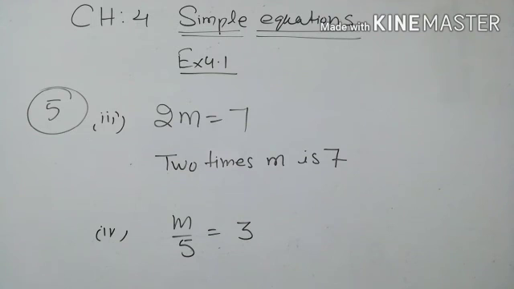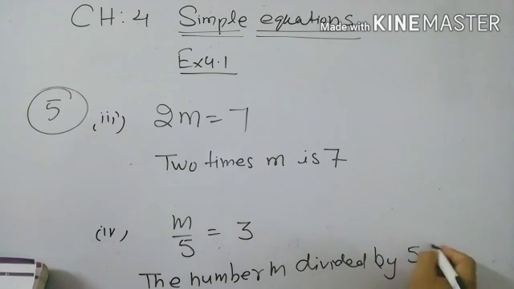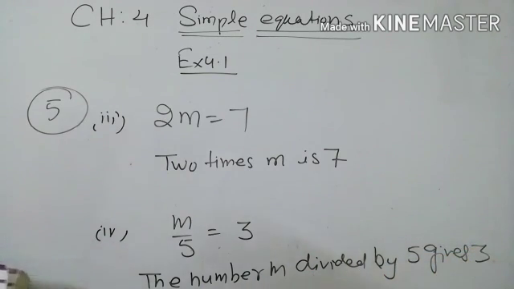Now the fourth part, m upon 5 equal to 3. So we write here: the number m divided by 5 gives 3. When we divide m by 5, it gives 3. So we write here: the number m divided by 5 gives 3.